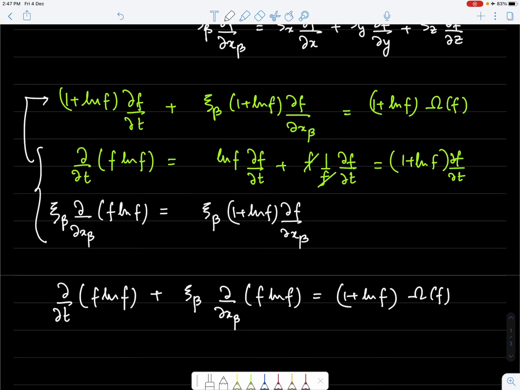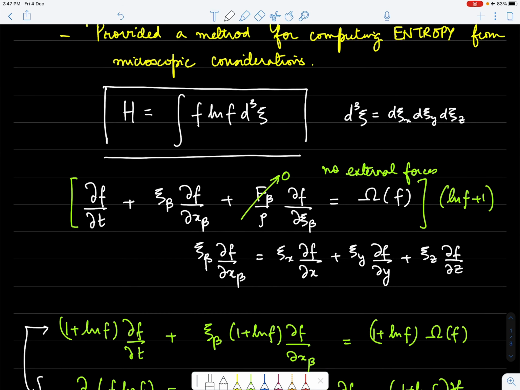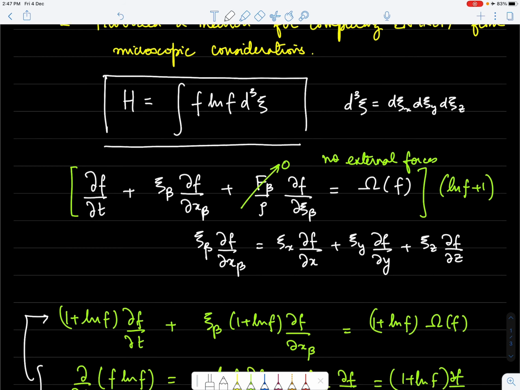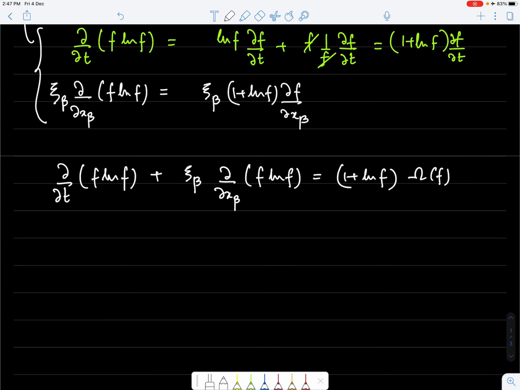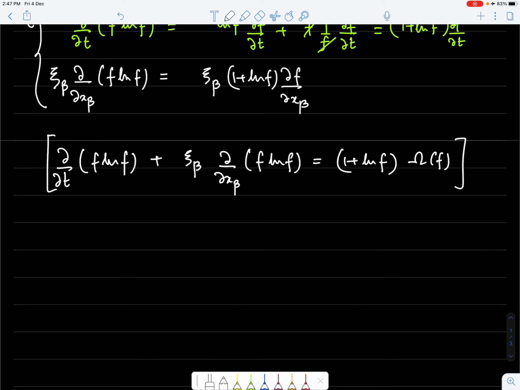Now to obtain my function h, or to actually obtain an equation for the evolution of this function h, which is what we are trying to achieve, and that's what was the key contribution of Boltzmann in deriving this function, what I can do is I can integrate this equation now. I can integrate this equation over the entire velocity space.